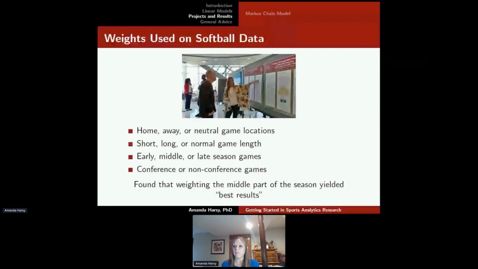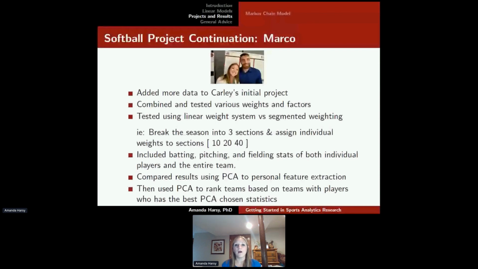After her, I had a basketball player named Marco who added more data to Carly's project. He combined and tested various weights and factors. In particular, he automated it a little bit better. He also incorporated something that I'm not going to talk too much about, called principal component analysis, to determine which individual statistics were useful for rating these teams. He incorporated that into Carly's project.